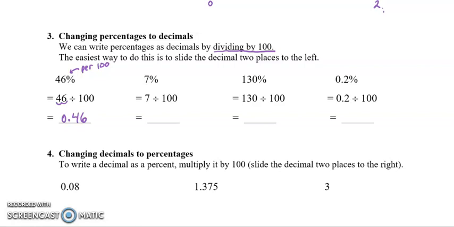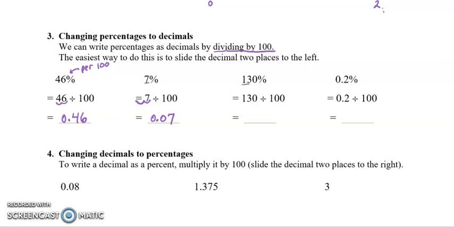Now, a couple more things to watch for. 7%. This is a single digit, but we need to slide the decimal 2 places to the left. Your answer is not going to be 70. It's not going to be 0.7, it's going to be 0.07. And I'm going to put that extra 0 in the front to remind me, okay, that there's a decimal there. And remember, like I said, 0.07 is equal to 7%, not 70%.